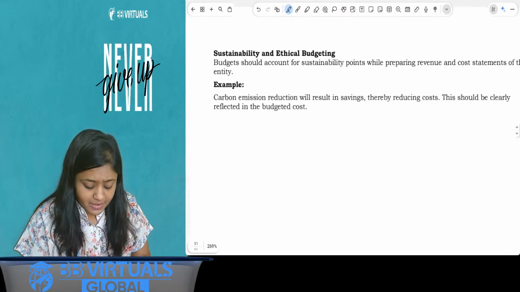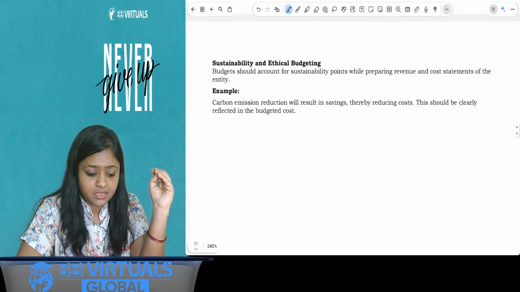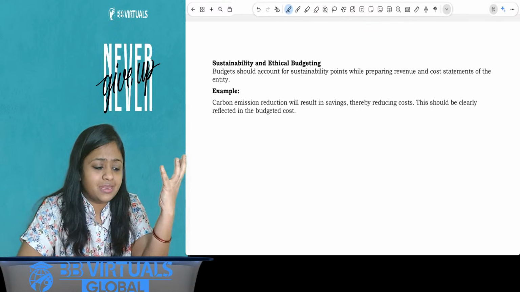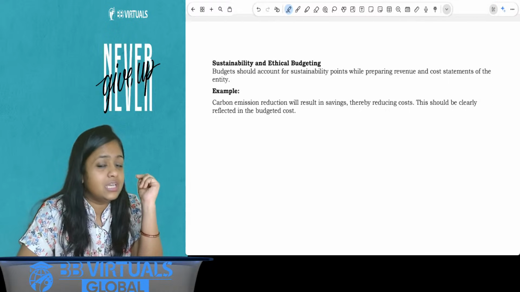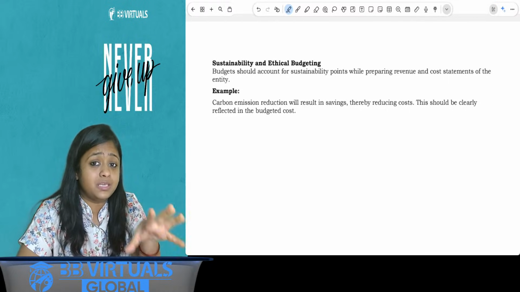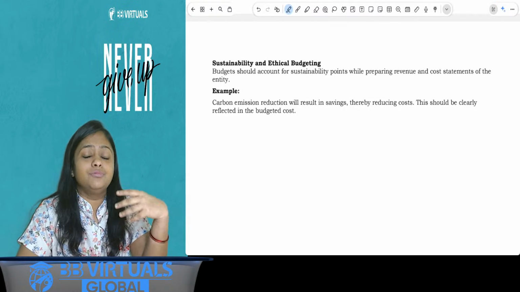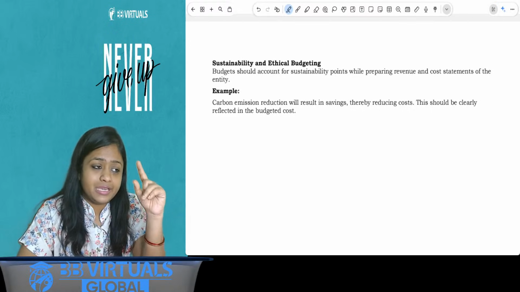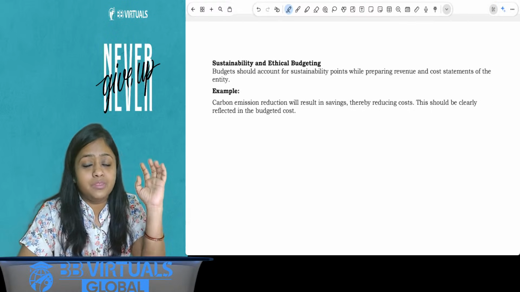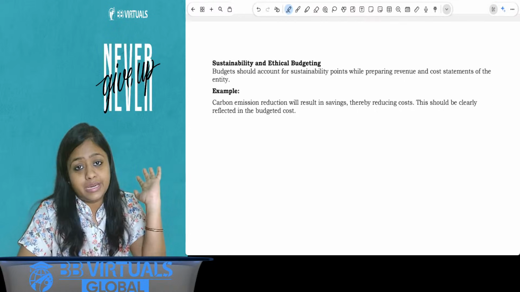Now I take up this very important part. Guys, sustainability and environment and ethical budgeting is not a very big area in your syllabus. It's not at all. But what is important is just to understand the brief about it, because your syllabus in ACCA is moving into a deep dive into sustainability. So you would always have at least one question in your exam that will always be there on sustainability. So you've got to be absolutely ready with it.